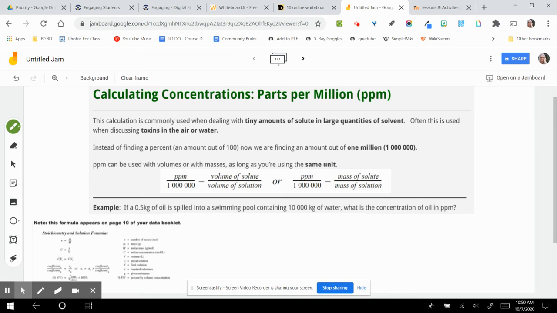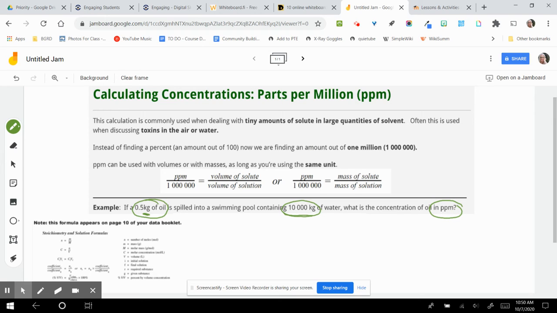So now in our question here, we are given an example: if 0.5 kilograms of oil is spilled into a swimming pool. So that's our solute. And we're dealing with a mass, kilograms, into a swimming pool containing 10,000 kilograms. So this is our solution of water. What is the concentration of oil in parts per million? Okay, so we're trying to find parts per million.